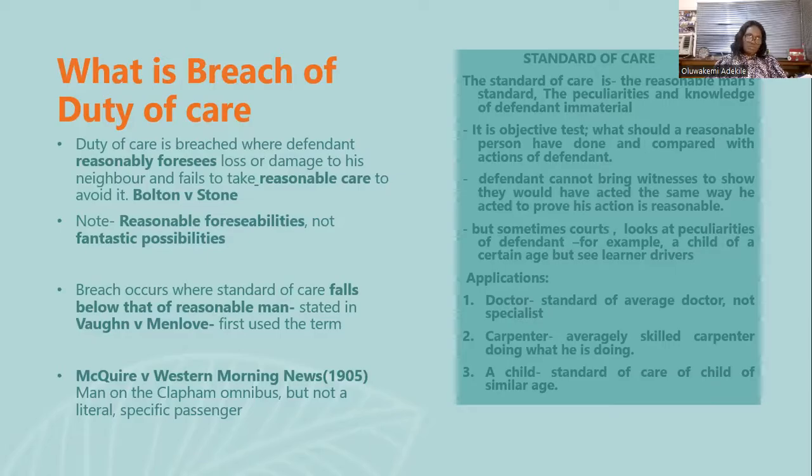So how do we determine this breach of standard, breach of duty of care? A breach occurs where the standard of care falls below that of the reasonable man. We've said that. I can note that the reasonable man connotation was used first in the case of Vaughan v Menlove, and in McQuire v Western Morning News, a 1905 case, the judge said the reasonable man, see, we are saying that your standard must not fall beneath that of the reasonable man.